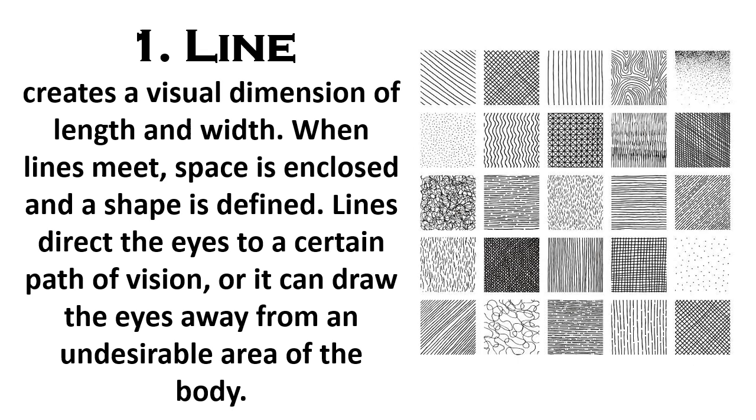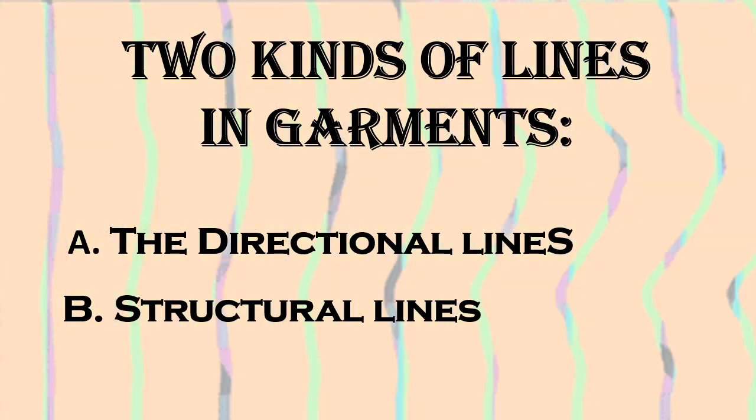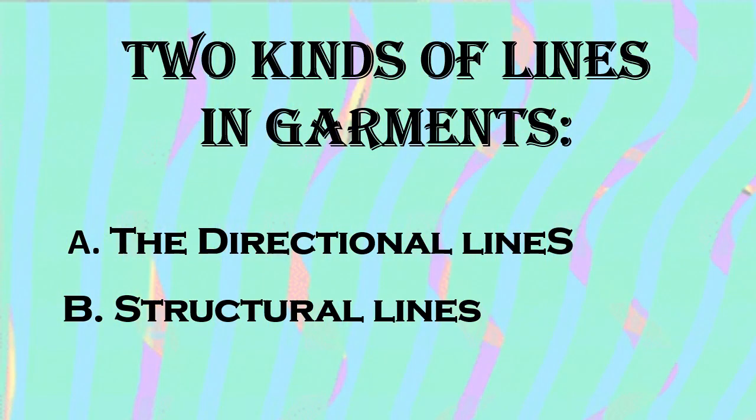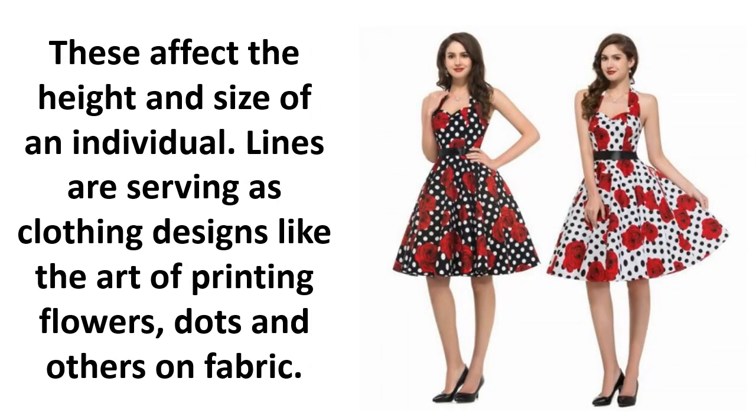Lines direct the eye to a certain part of a vision, or it can draw the eyes away from an undesirable part of the body. Two kinds of lines in garments. Letter A, the directional lines. Letter B, structural lines. The directional lines, such as vertical, horizontal, diagonal, checkered, broken, and curved. These affect the height and size of an individual.